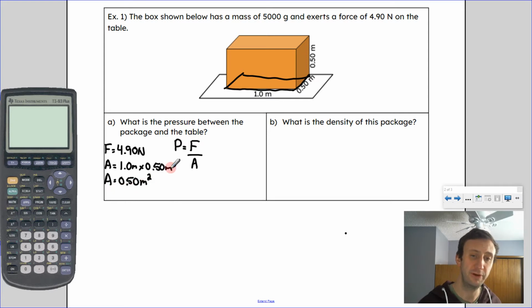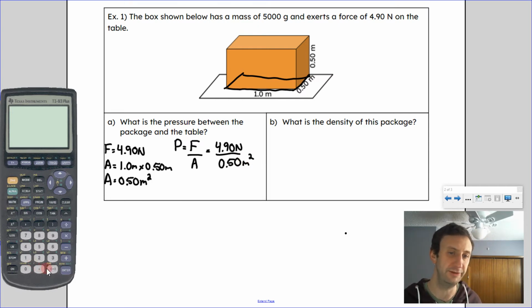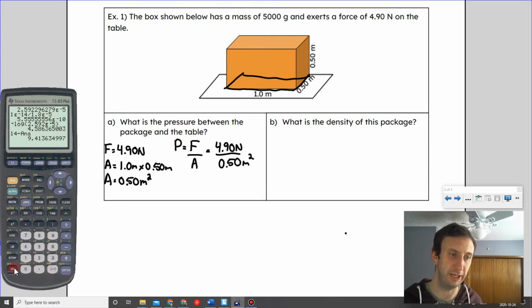So I have my force and I have my area now. So I've got 4.90 newtons divided by 0.50 meters squared. Essentially all I'm doing is doubling it here, so that's going to end up being 9.8, but let me show you on the calculator so you see what's happening.